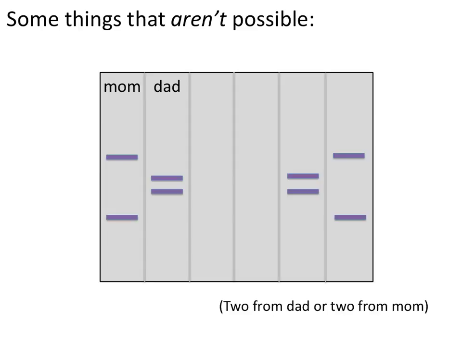Now remember, there is one thing I want to point out. If mom and dad both have the same band at the same place, that means the STR is exactly the same length. If mom and dad actually shared this allele, then you could have a baby that had a double band at a certain place. Okay?